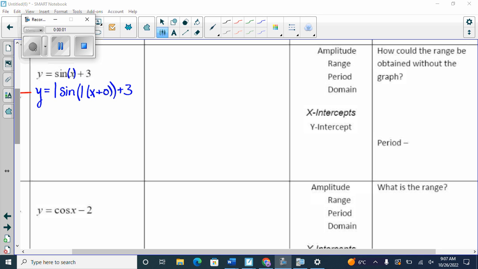We put that one in that form. When we go to state our transformations, do we have a vertical stretch? Do we have a horizontal stretch? Do we have any reflections? We only have a vertical translation, which we don't call vertical translation. We call it a vertical displacement.